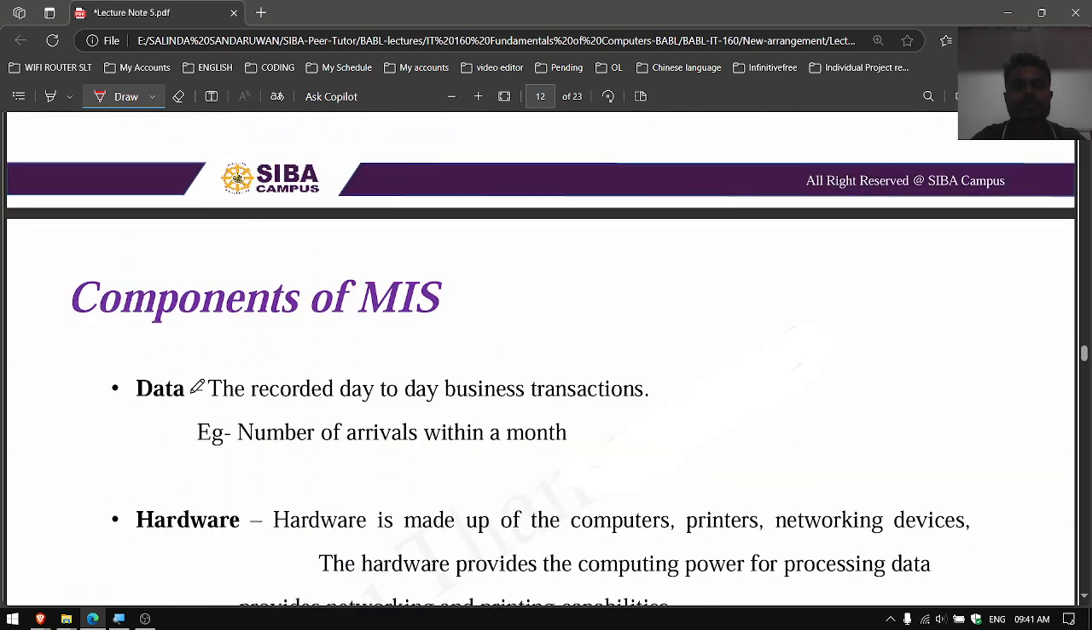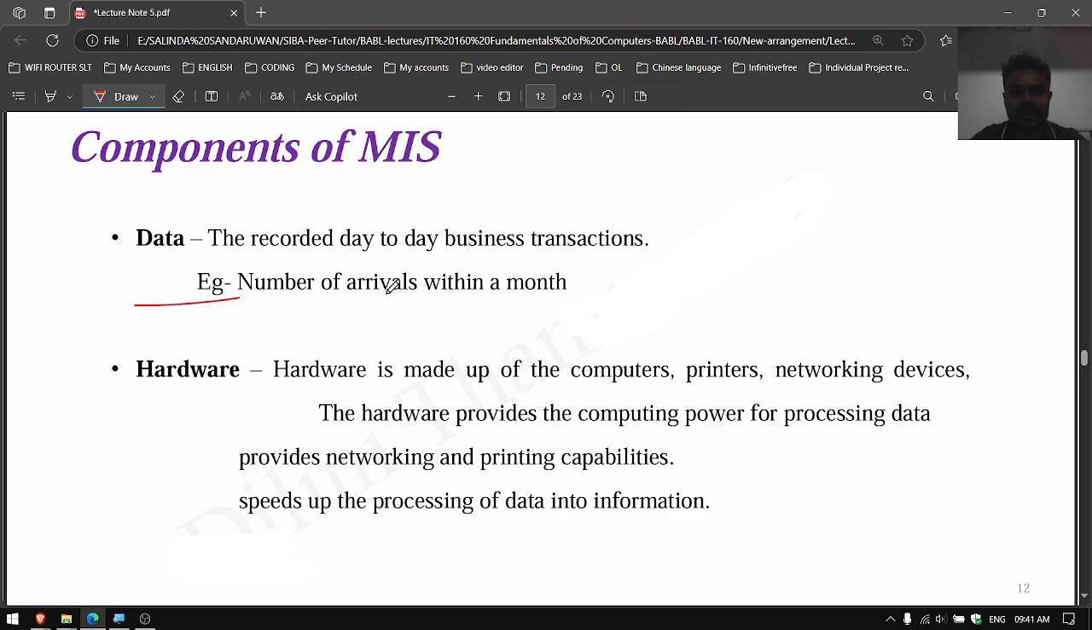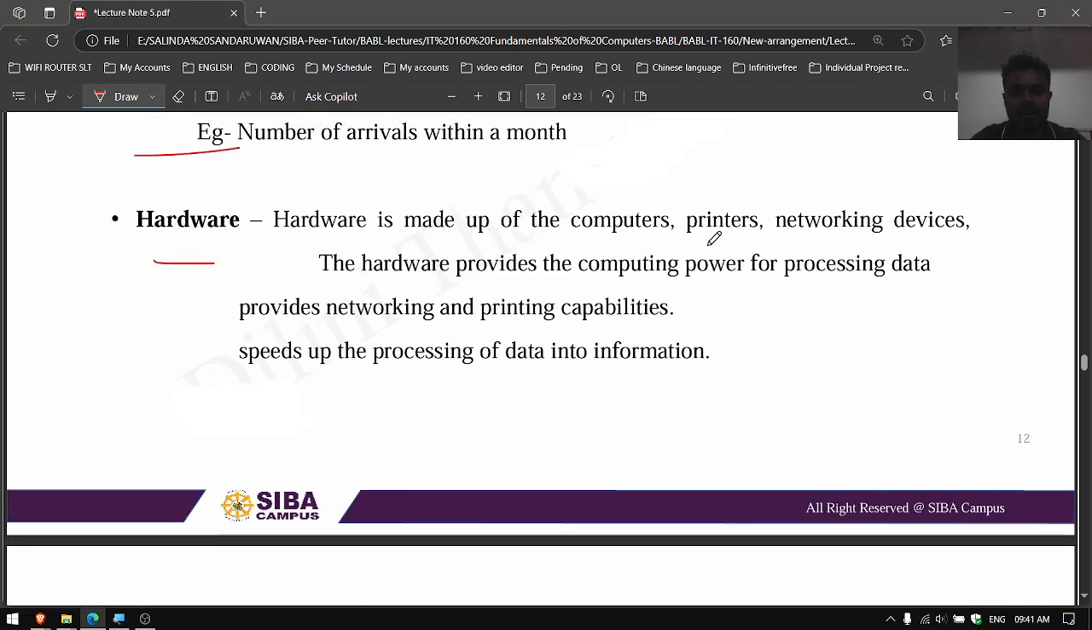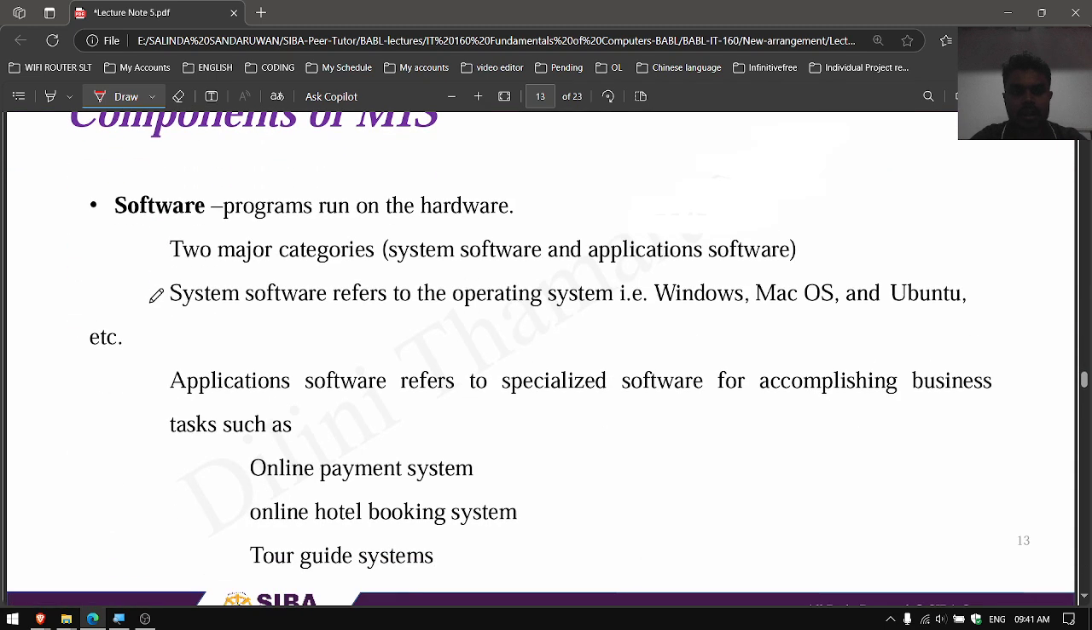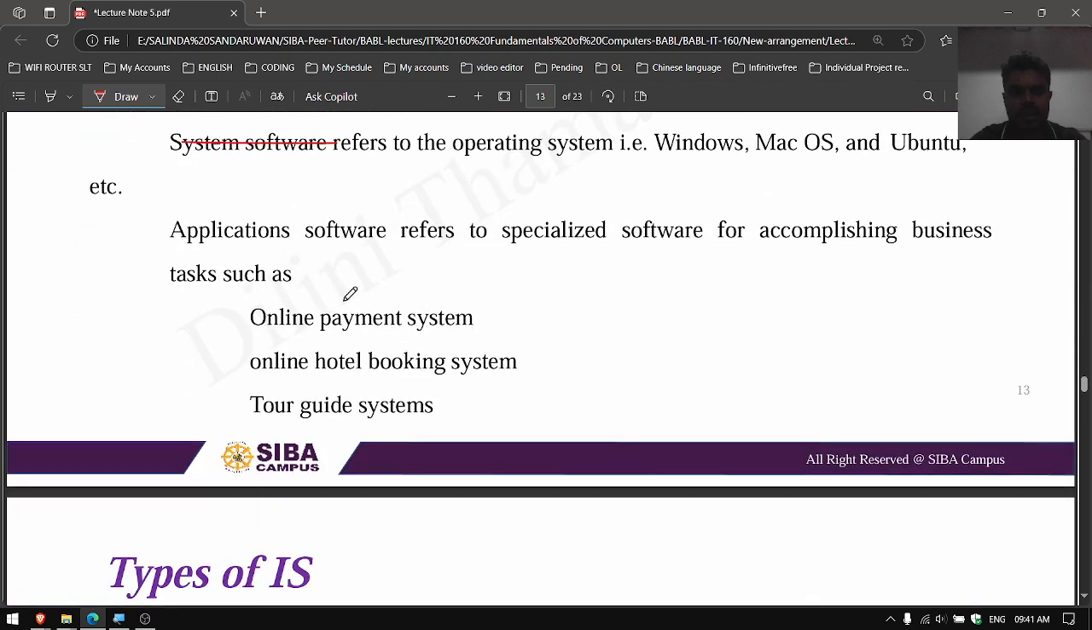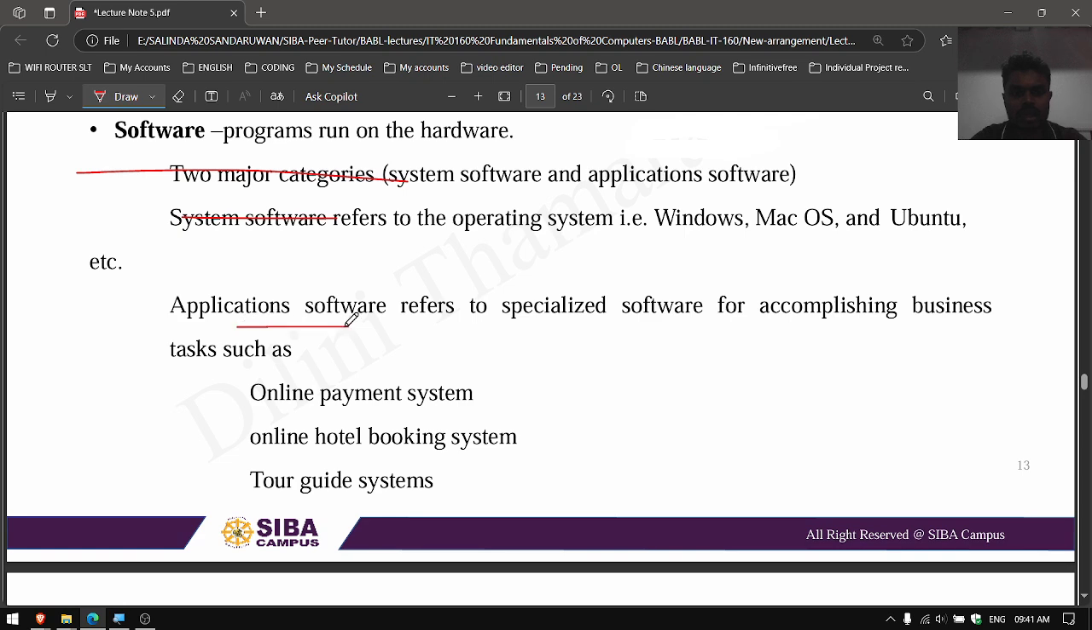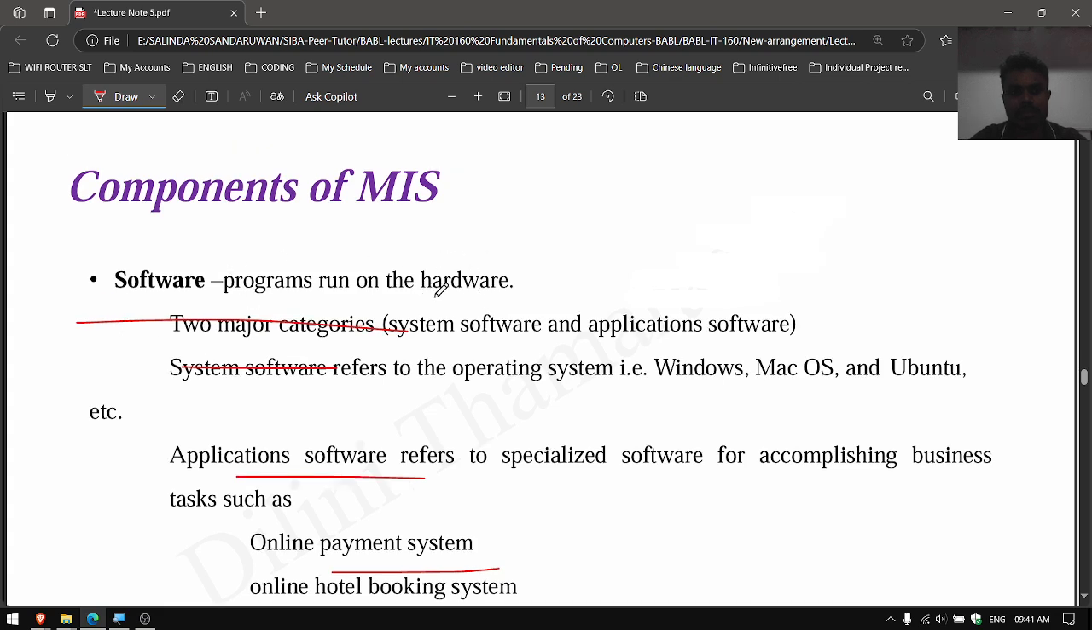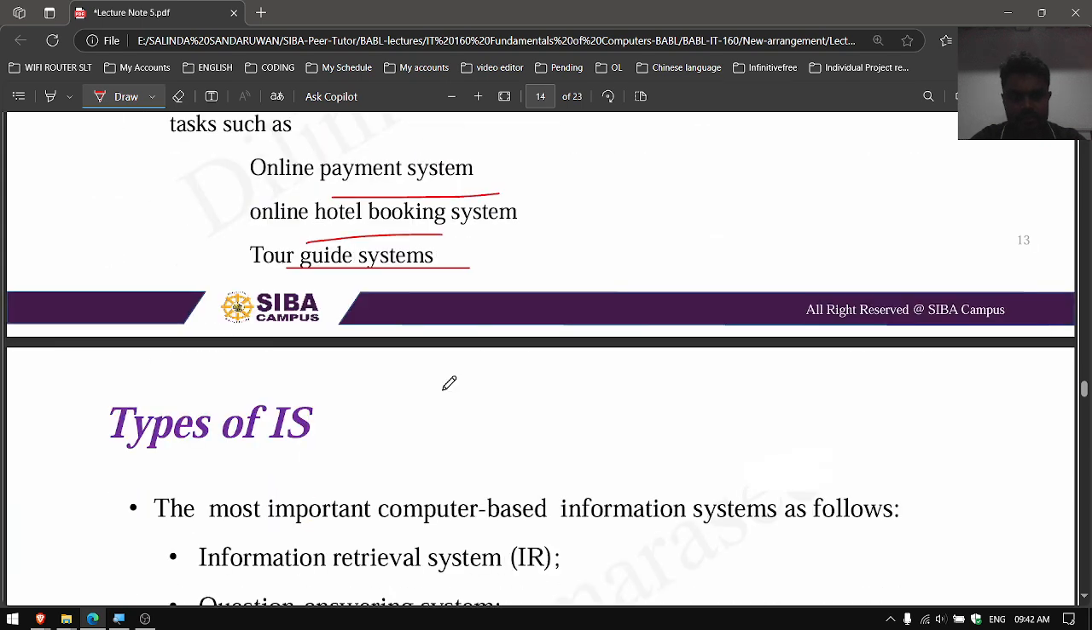Likewise, components of MIS, data obviously, hardware, it's there, and software, a critical one, and mostly they are using application software here. Online payment system, hotel booking system, tour guide system, online ticketing system. Here two programs run on the hardware. You know these things: system software, operating systems, device drivers, and application software.